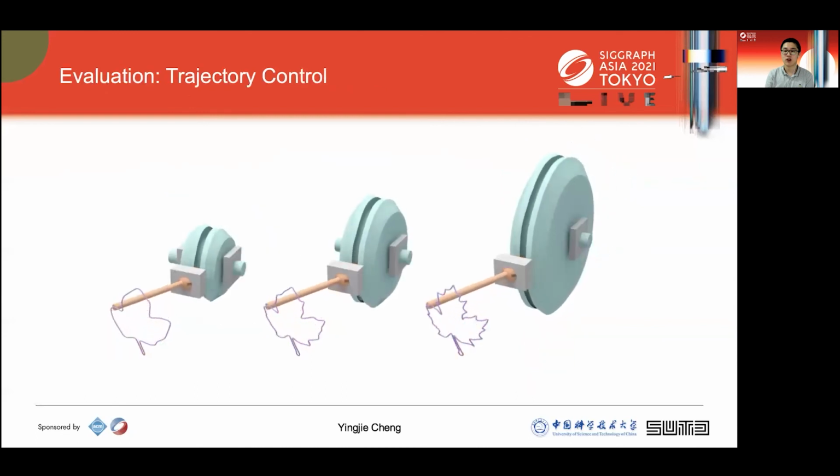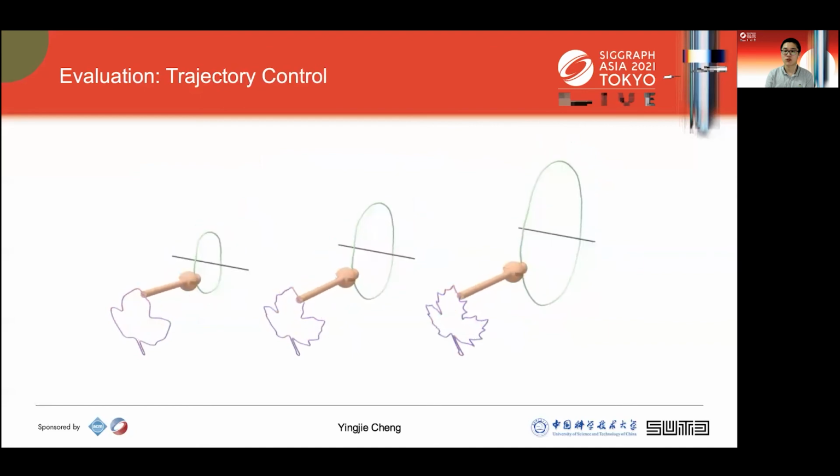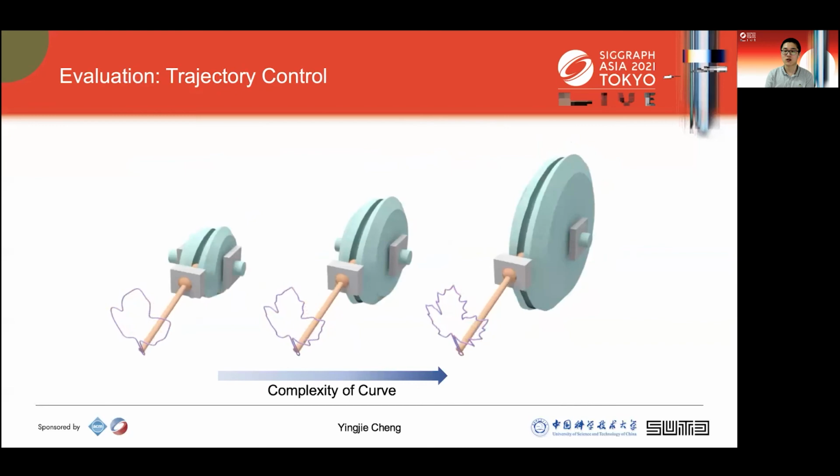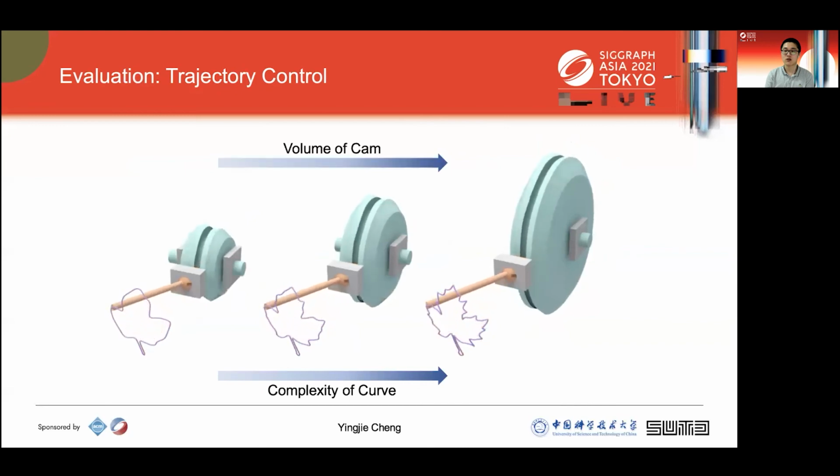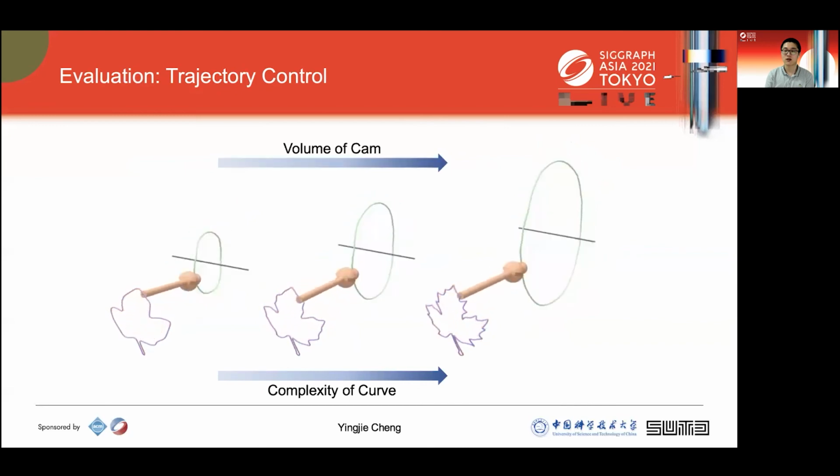Now, let me show some evaluation. We use CamMech 2R to draw a leaf. It can achieve complex curves. However, the more detail the leaf has, the bigger the cam is.